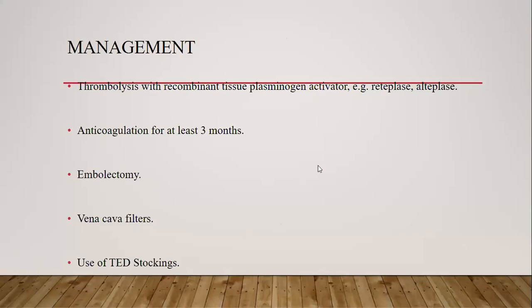Before I go, let me try and see if I can show a picture of a CTPA before we move to the next topic. Thank you.